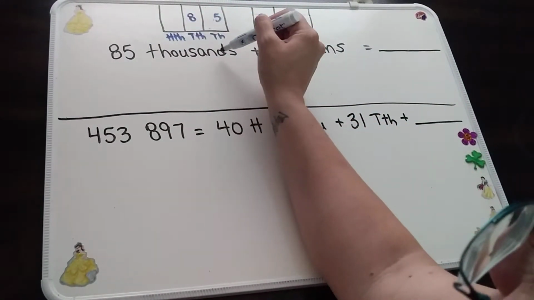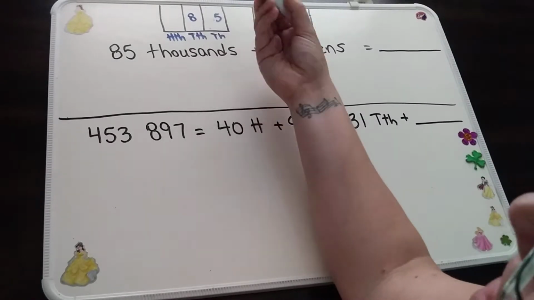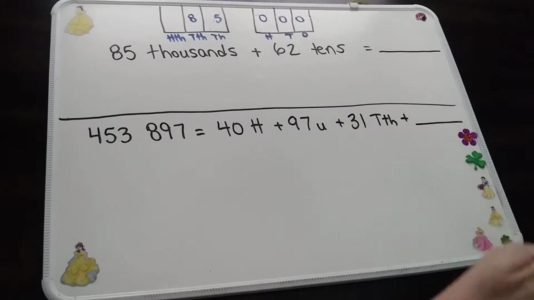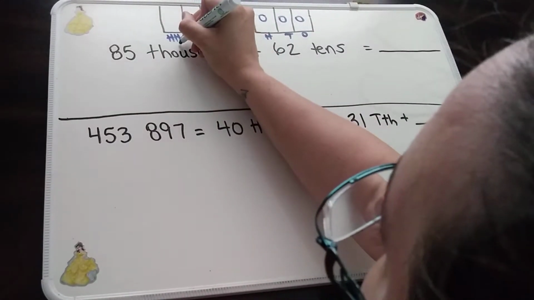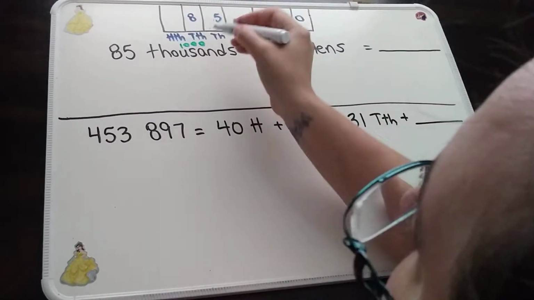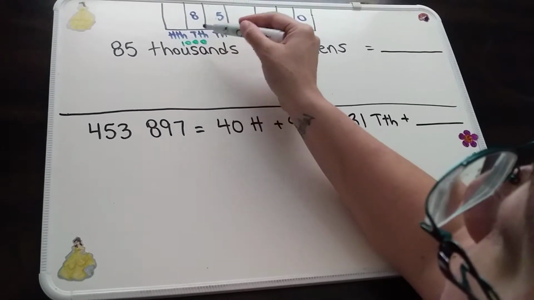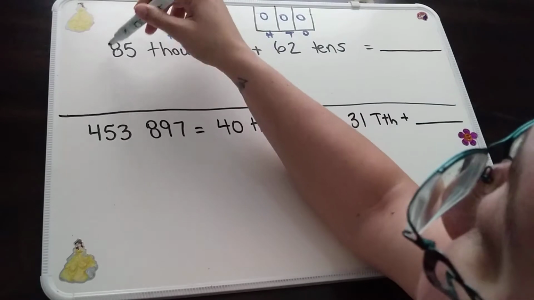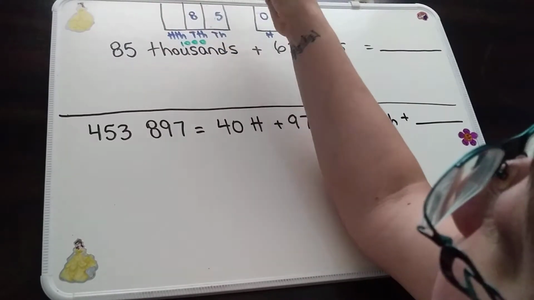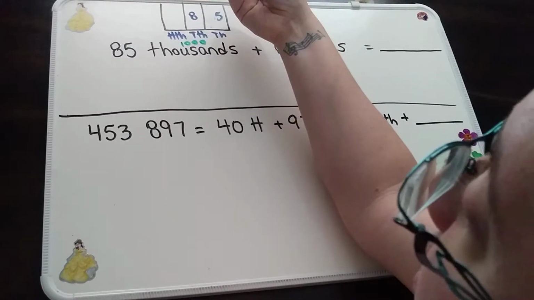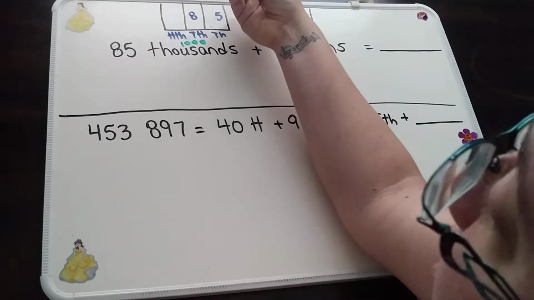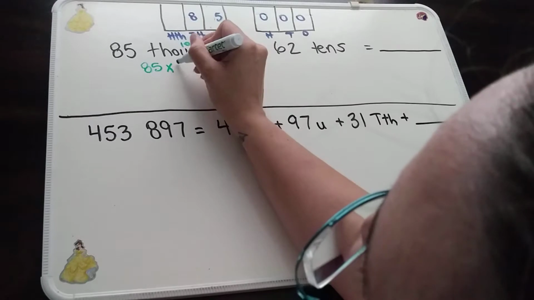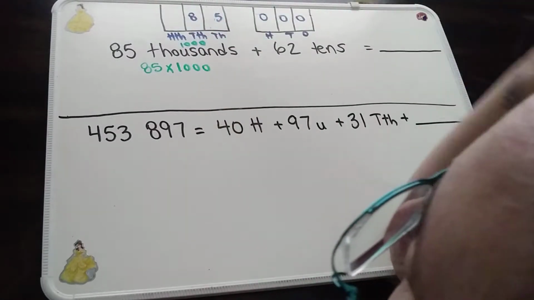For thousands, I think to myself, okay, what does the number 1,000 look like? I'm just going to change colors so you can see better. The number 1,000 looks like this: a 1, a 0, and another 0. I know that of the thousands, I have 85 of them. If I have 85 of them, I'm just changing it to multiplication. So technically what I'm doing here is 85 times 1,000.